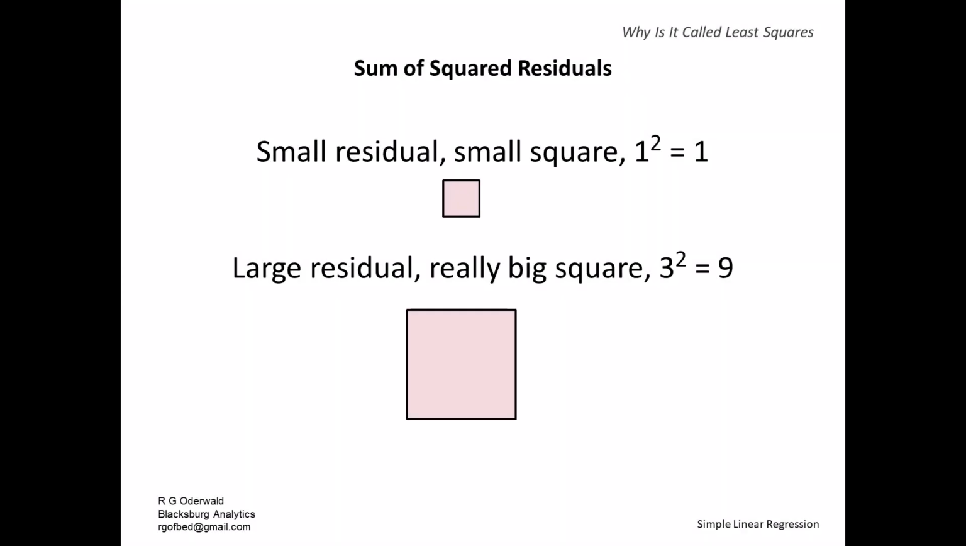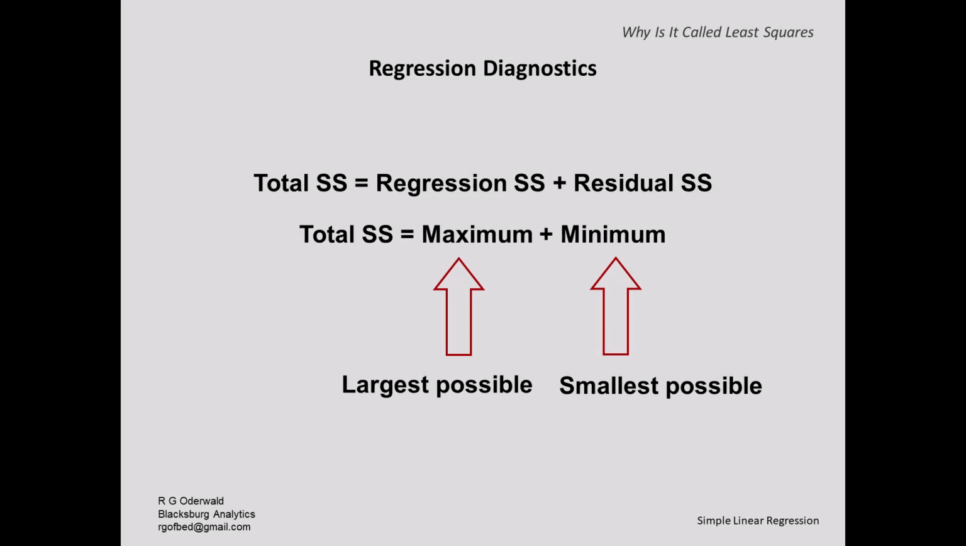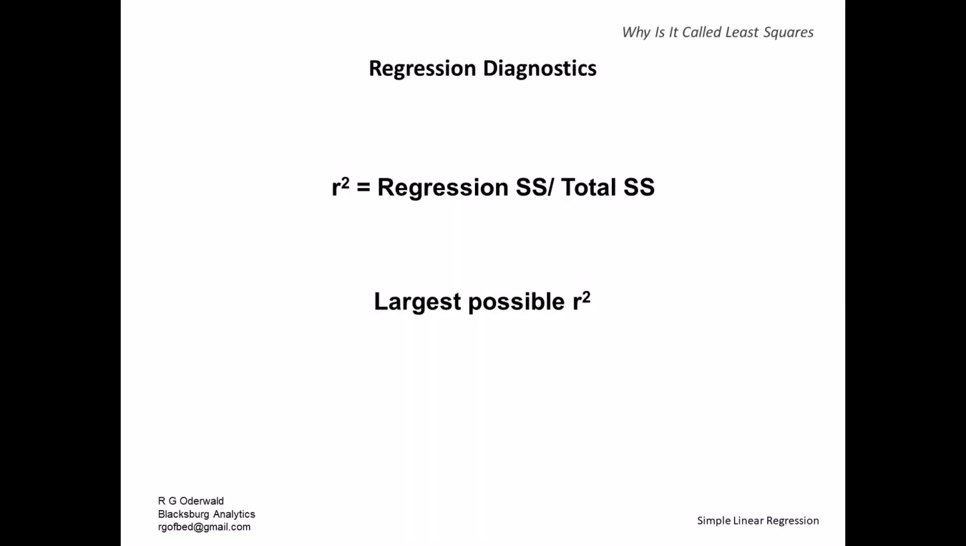One thing to notice about squared residuals is that points with large residuals have a much greater effect on the position of the line than a point with a small residual. A residual value of 3 has 9 times the influence of a residual value of 1. Since the residual sum of squares is a minimum, the regression sum of squares is a maximum, and the R square is the maximum possible for the observed data.